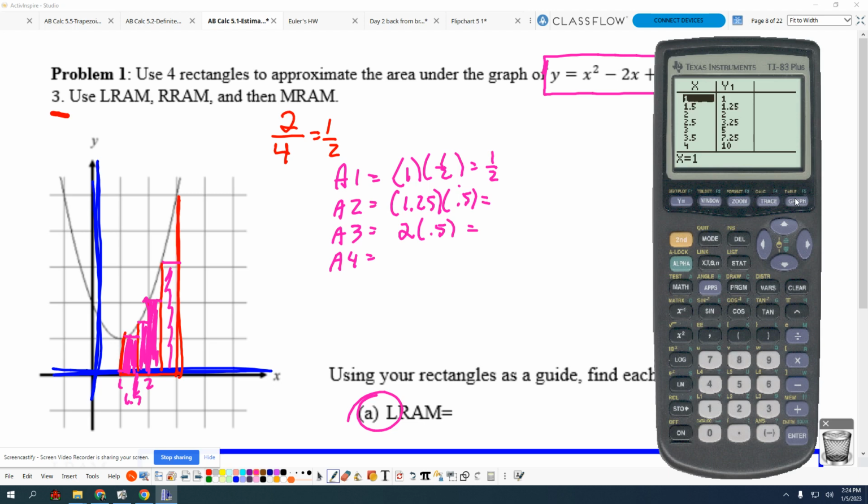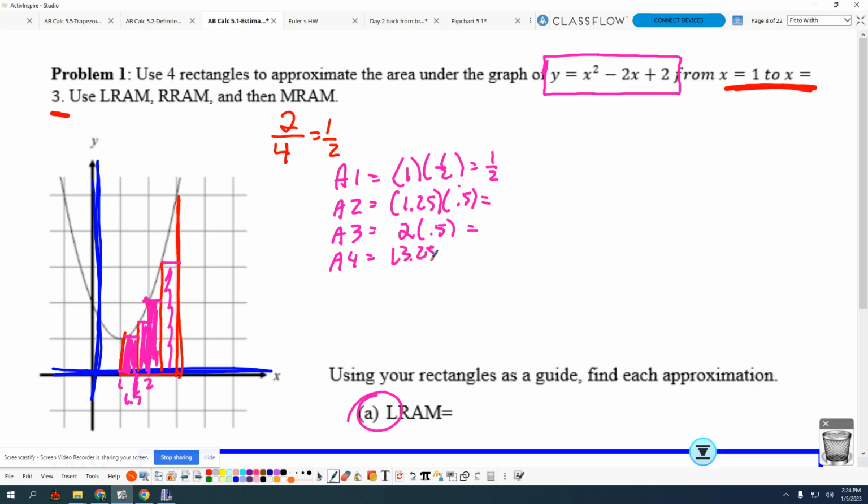So now for my fourth rectangle, the last one, I need the height at 2.5. I am never going to use the height at 3 when I'm doing LRAM. Height at 2.5 is 3.25. And you're never going to use 1 when you're using RRAM. Correct.